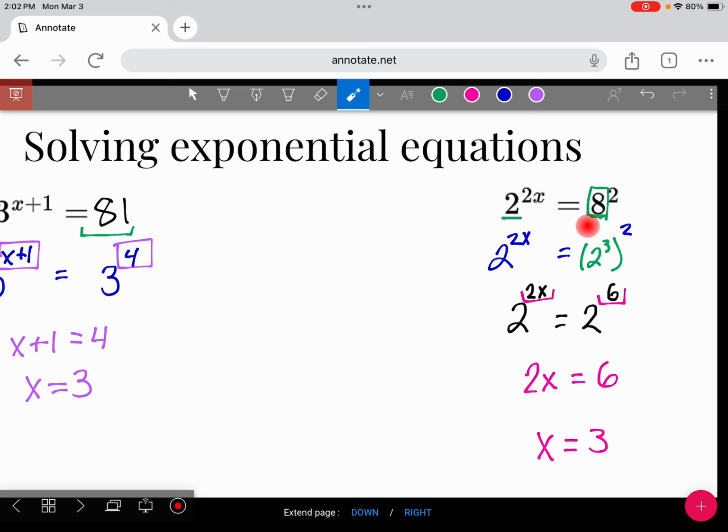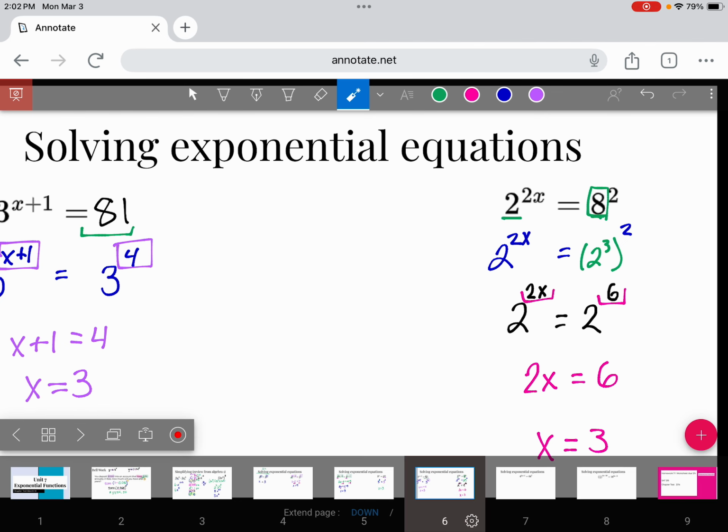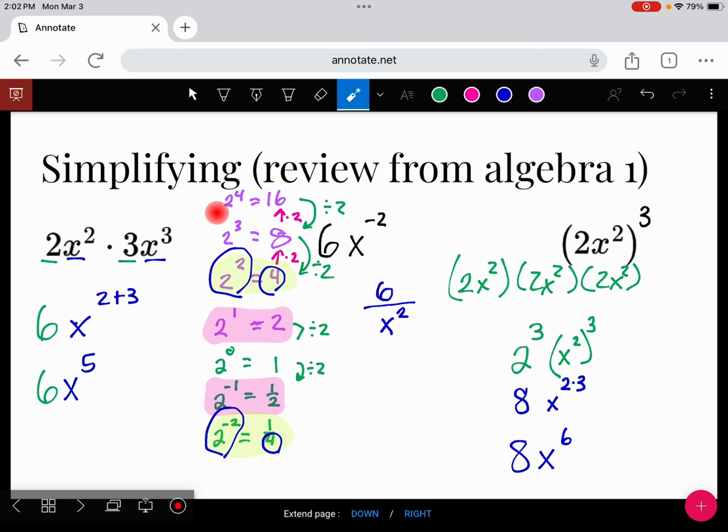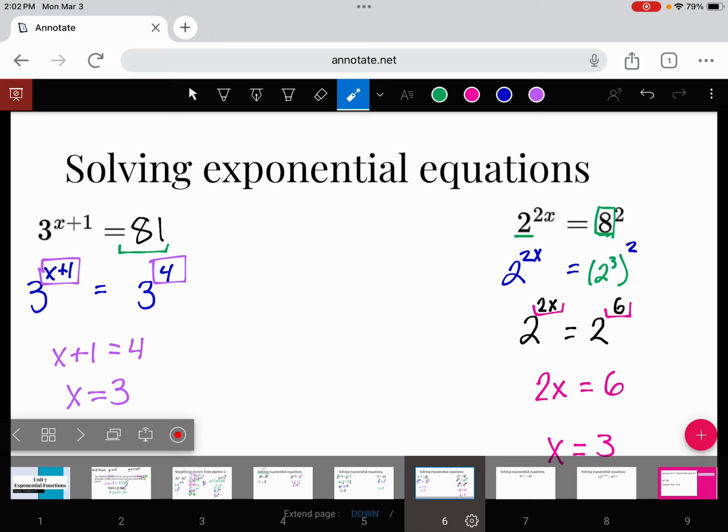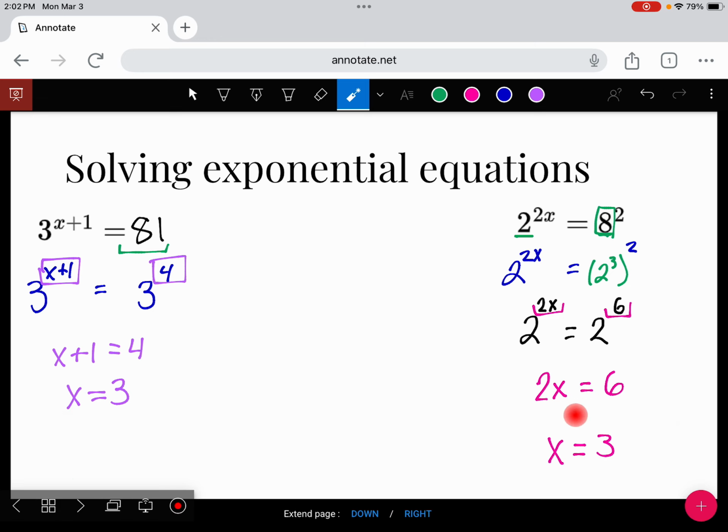Because we needed to write it so that my 8 had a base of 2. So we looked for our 2s, and we did our whole list of 2s. 2 to the 3rd is 8. So we can use this to change this so we have that same base. Because we have to have the same base if we're looking at our exponents to equal each other.